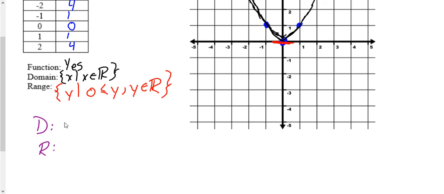So interval notation time. How far left, how far right are we going for our domain? We're going as far as negative infinity all the way up to positive infinity, rounded brackets on both of them. For our range, as low as we can go was 0, and as high as we can go was infinity. Again, once I say infinity, rounded bracket.